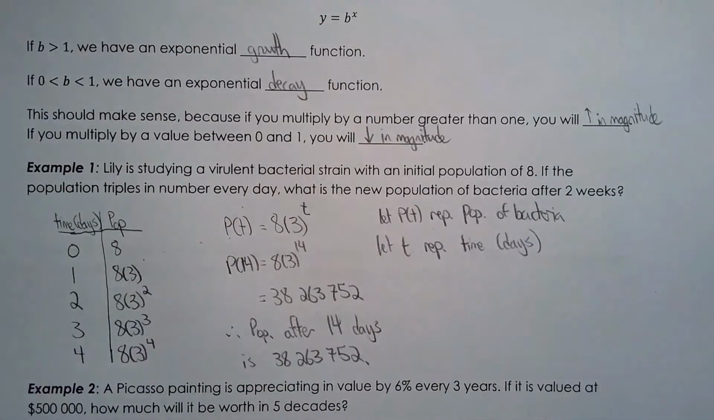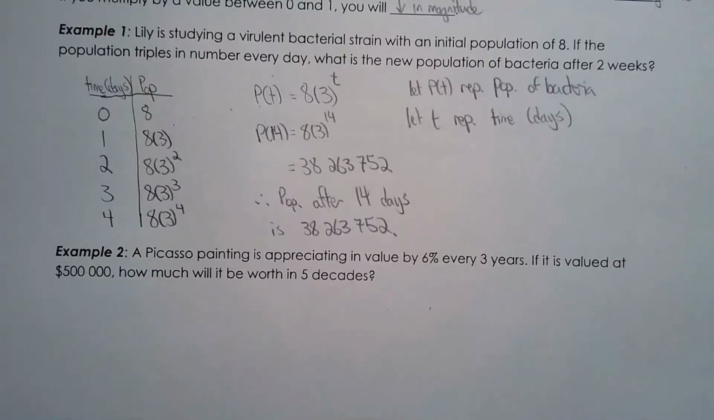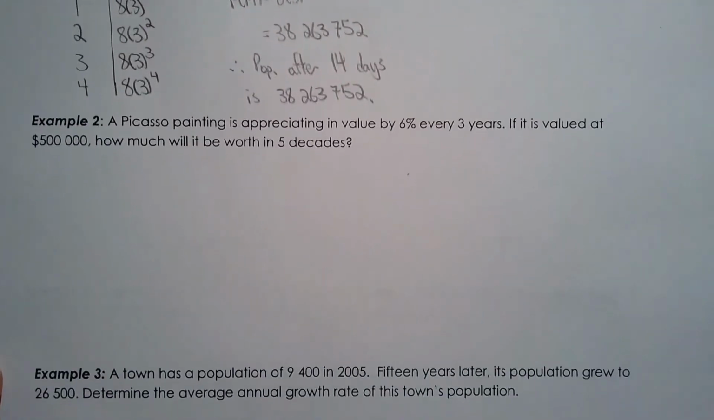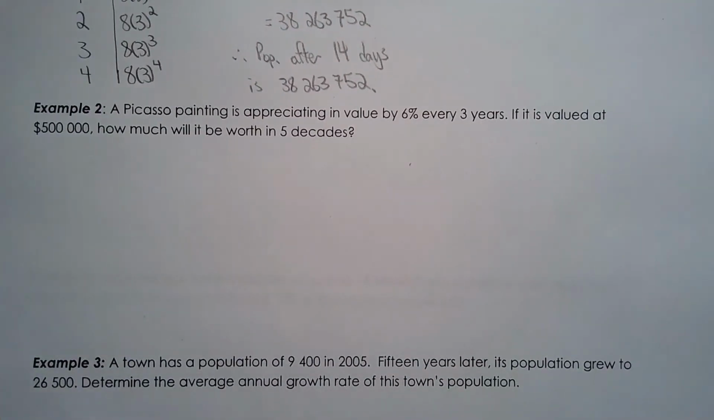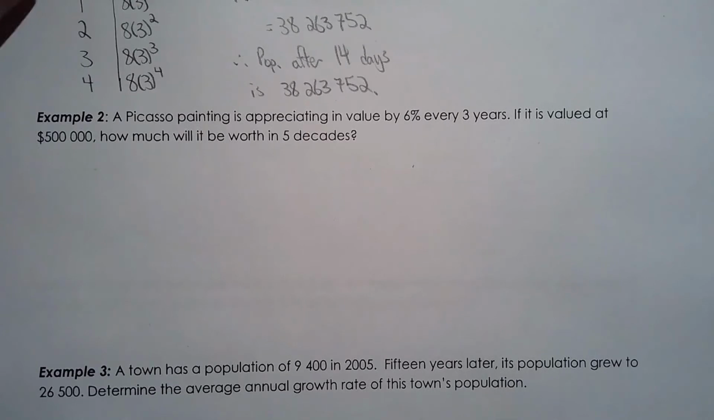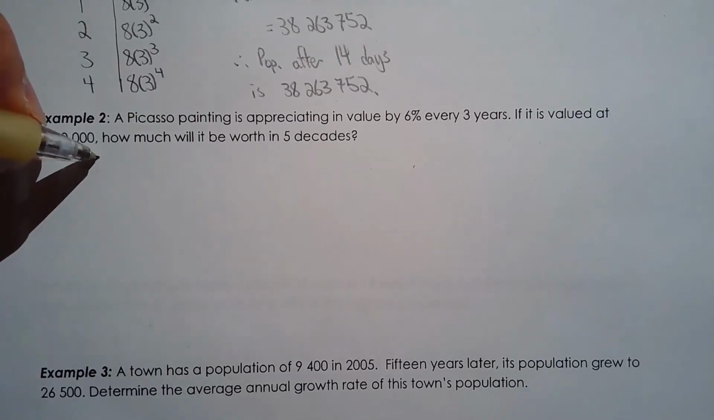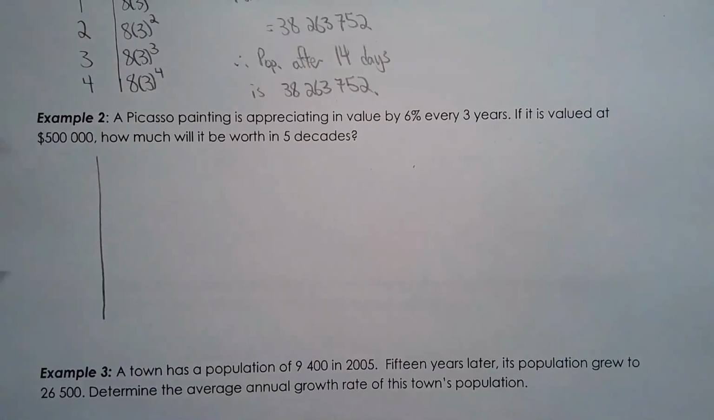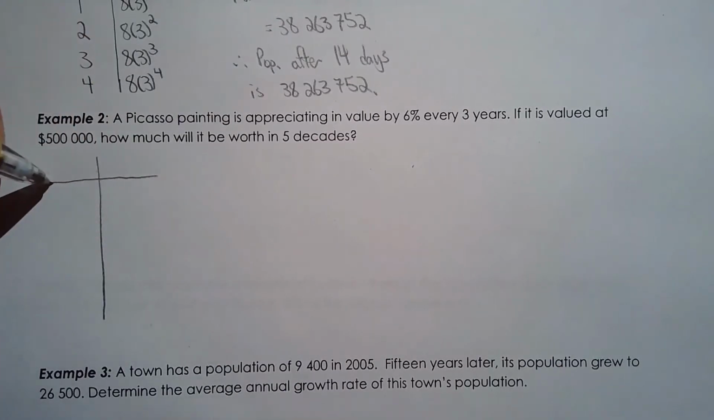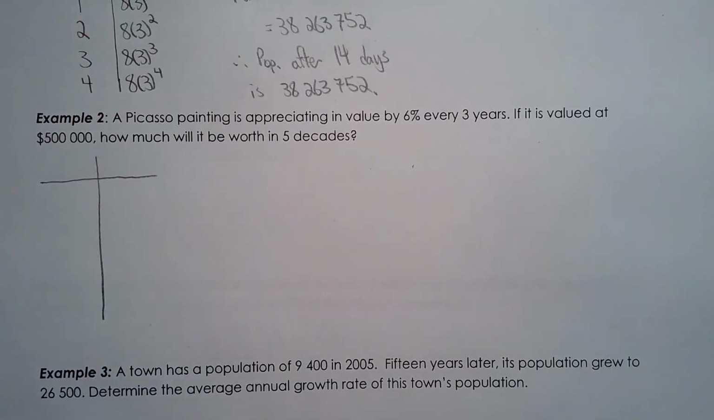All right, let's keep going. So I have a Picasso painting. It's appreciating in value by 6% every 3 years. It is valued at $500,000 right now. How much will it be worth in 5 decades? You might not need a table, but I'm going to give you a table anyway. Later on we can do a generic strategy to build these models.